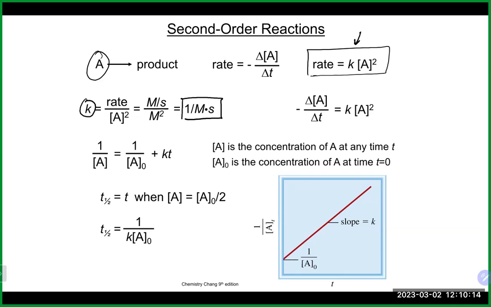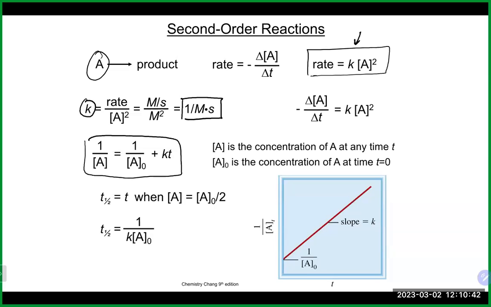It could be 1 over molar minutes, 1 over molar hours, but most commonly it's going to be seconds. That's a lot of what we deal with here. Just like you can tell a first order reaction by 1 over seconds for the units of the rate constant, you can tell you're dealing with a second order reaction when you see those 1 over molar second units.